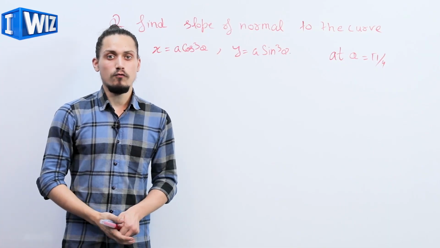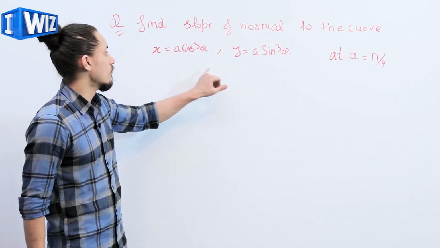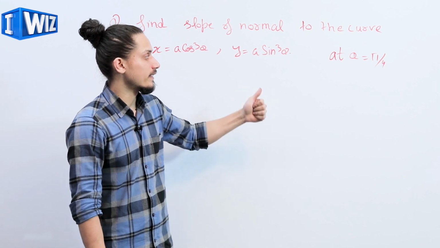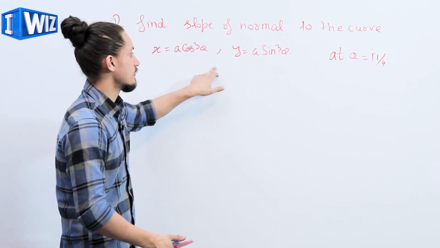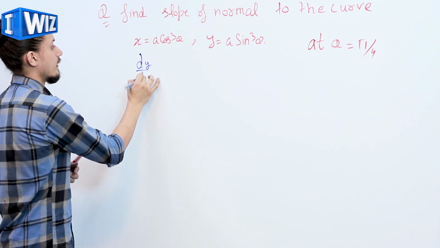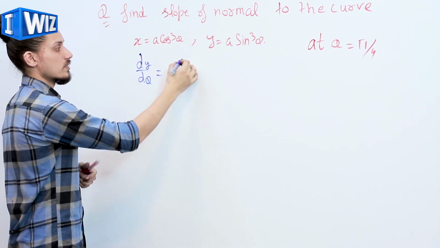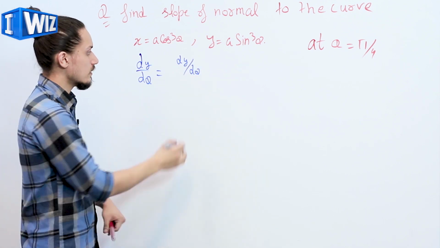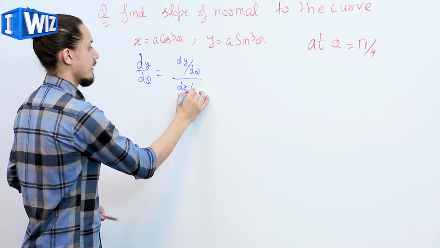Now in this case we have to find the slope of the normal of the curve x is equal to a cos cube theta and y is equal to a sin cube theta, where theta is equal to pi by 4. Clearly this is a parametric function, so we have to find dy/dx, which is equal to dy/d theta, because theta is the parameter, divided by dx/d theta.